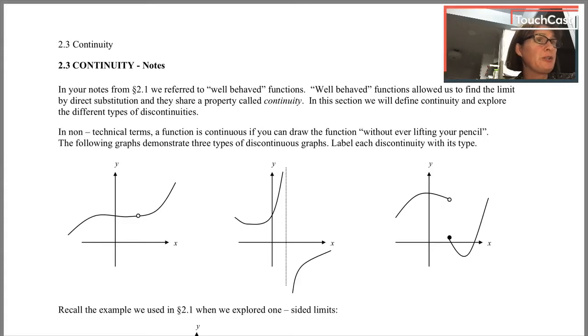In 2.1 and 2.2, we talked about the idea of a limit, and we explored what it would mean for a function to have a limit at a certain x value. So as x approaches a certain value, we would check the limit coming from the right and the limit coming from the left, and if those two matched, then we said that number is the limit of the function regardless of what the actual function value is. So we want to talk in this section about continuity.